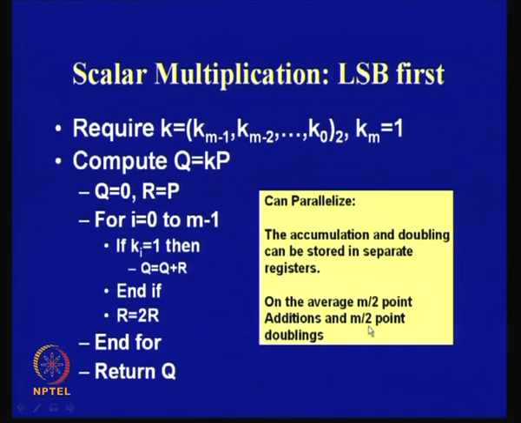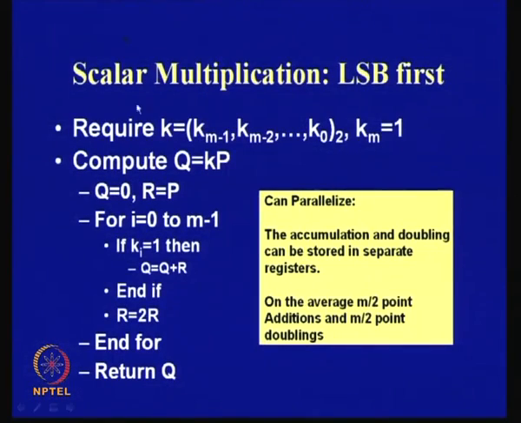Now, why is it not m point doubling operations? Because the addition generally will take more time than the doubling operation. So, even if you parallelize, you can assume that the addition will actually take more time. Since there are two parallel steps, you have to wait for the longest time, right. So, that is m by 2 point additions, and then you have to do the rest of m by 2 point doubling operations. Right. So, you see that there is some advantage, because you can actually parallelize this algorithm. Okay. So, this is the LSB first approach of doing it.